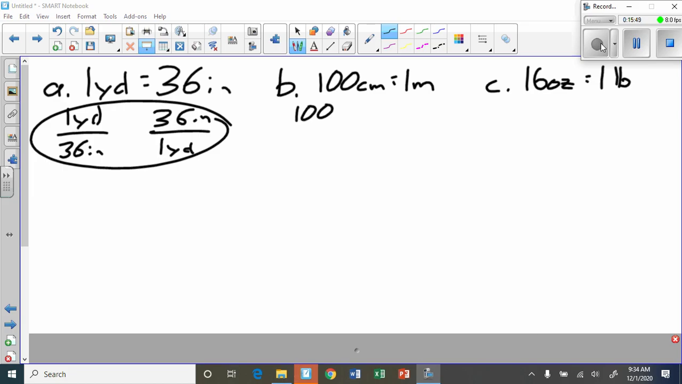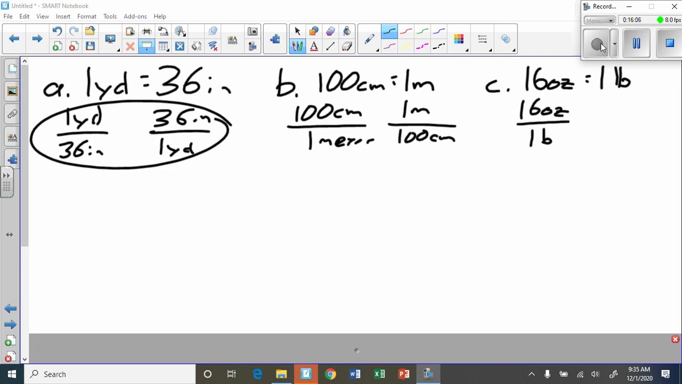This one, 100 centimeters over 1 meter, and 1 meter over 100 centimeters. Those are my 2 unit multipliers. So this one here, 16 ounces over 1 pound, or 1 pound over 16 ounces, because the top and the bottom are the same. 5 over 5 is 1. 7 over 7 is 1. 16 ounces over 1 pound is 1. Make sense? Were you guys trying to convert it or something? Follow the directions. Have a seat. So hopefully that makes more sense.